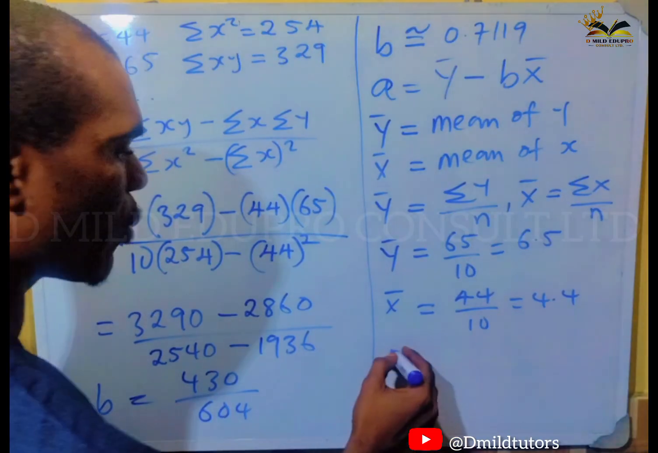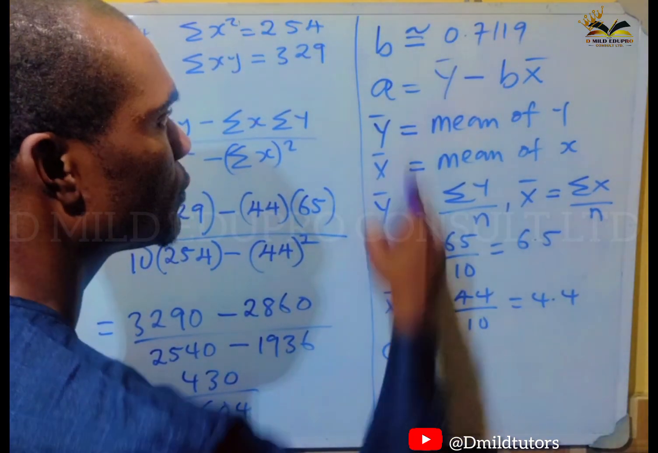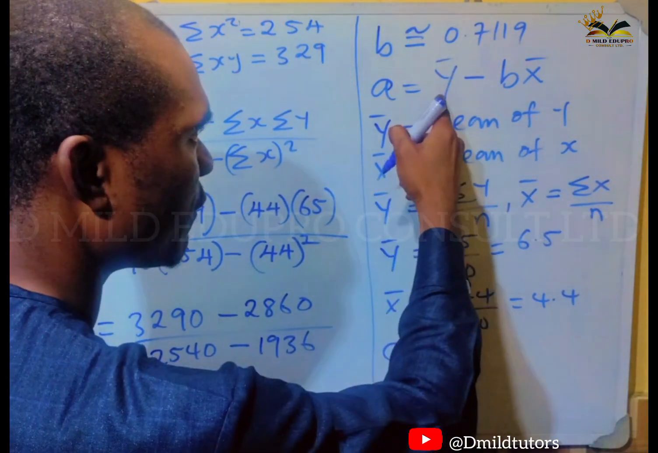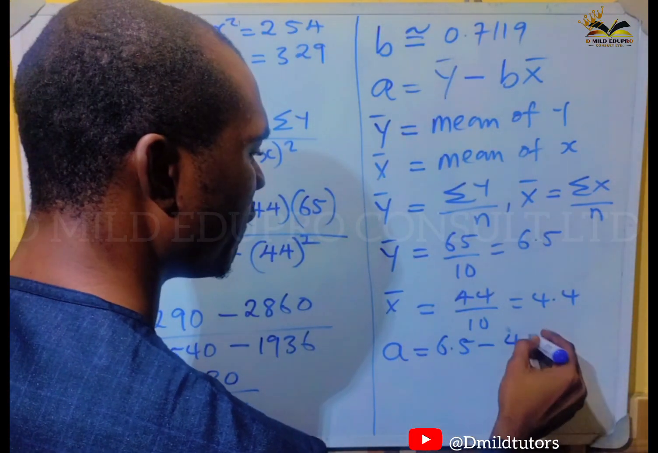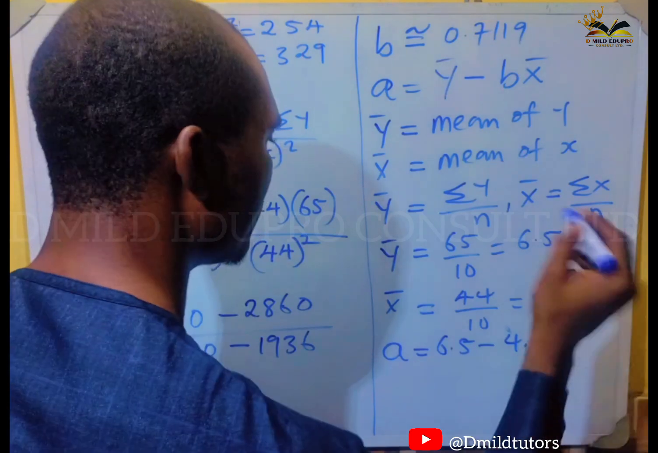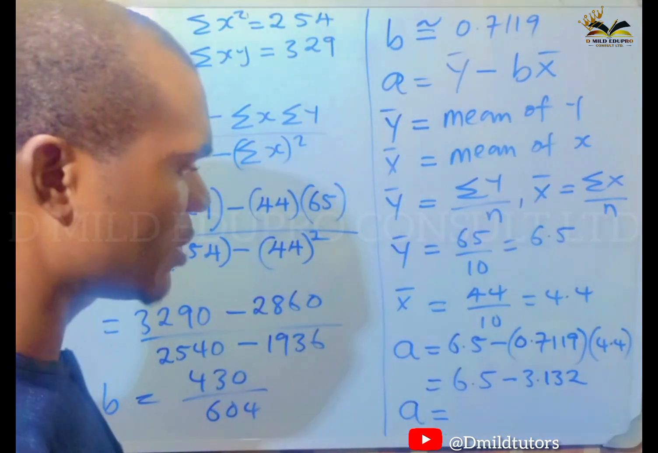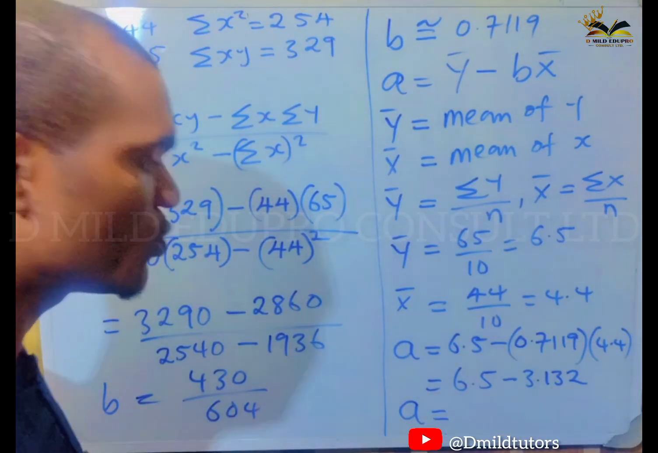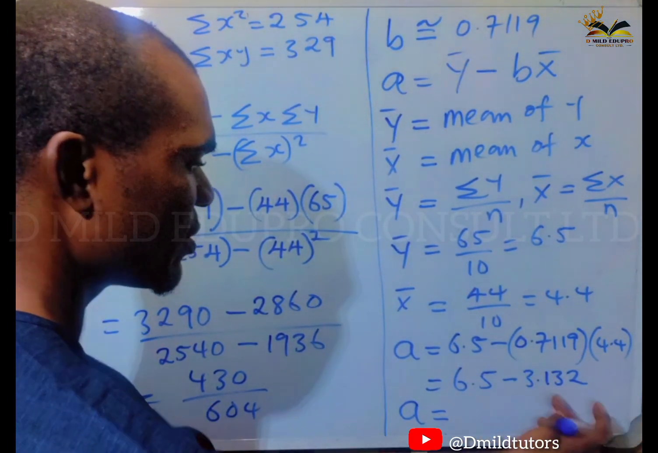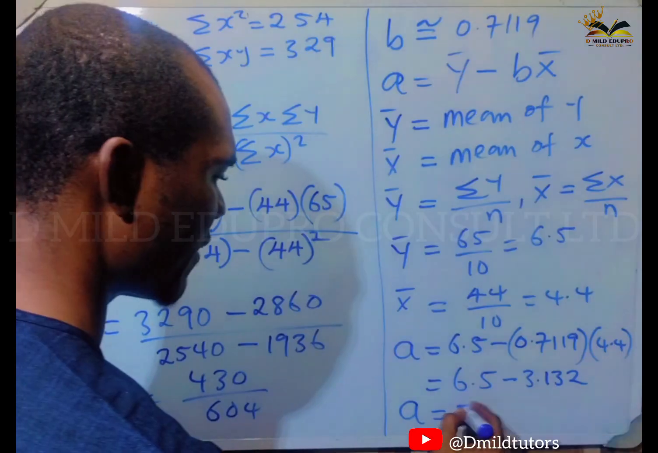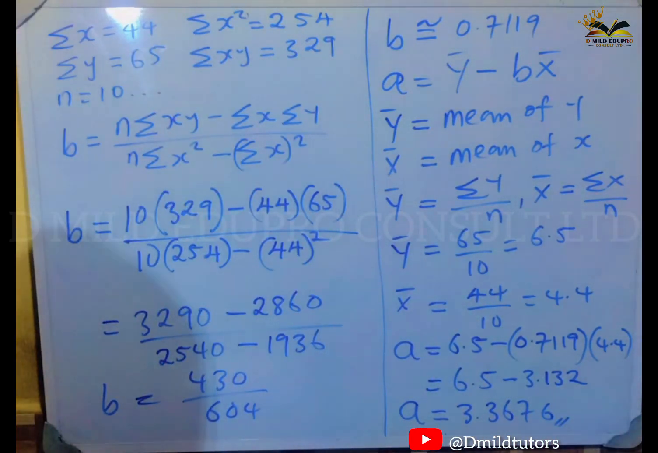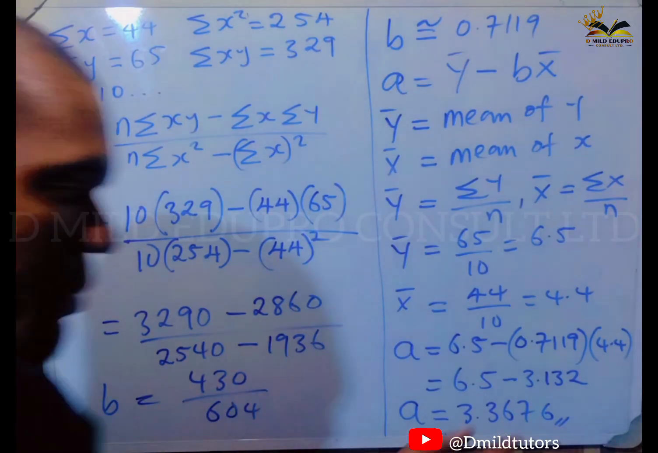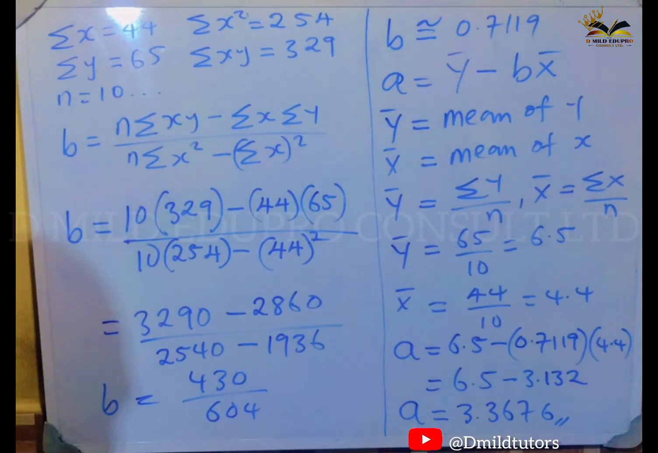Now, you see this. So your A will now be equal to the mean of y, which is 6.5, minus B times 4.4. So please, like I said, make a calculator your friend at this point, because you don't need to waste much time. Now, if you do this subtraction, you're going to have 3.3676 approximately. Now you can decide to approximate to 3 decimal places, 2 decimal places, or even 1 decimal place if possible, right?